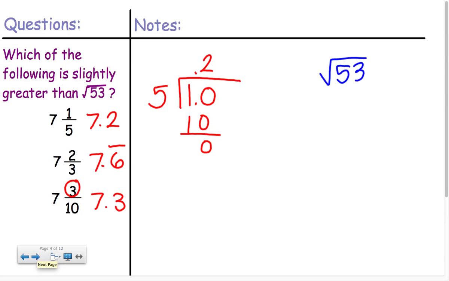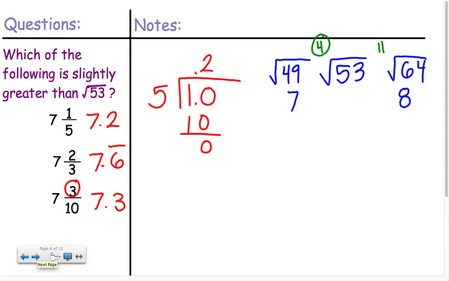So the two nice square roots on both sides of 53 are 49 and 64, which would be 7 and 8. 49 to 53 is 4 spots. 53 to 64 is 11 spots. So that means it's going to be closer to 7 than it is 8. Now this one's a little tricky because we have two answers that are closer to 7. We have this one and we have this one. I think we can eliminate this one because that's closer to 8 and we need it closer to 7.